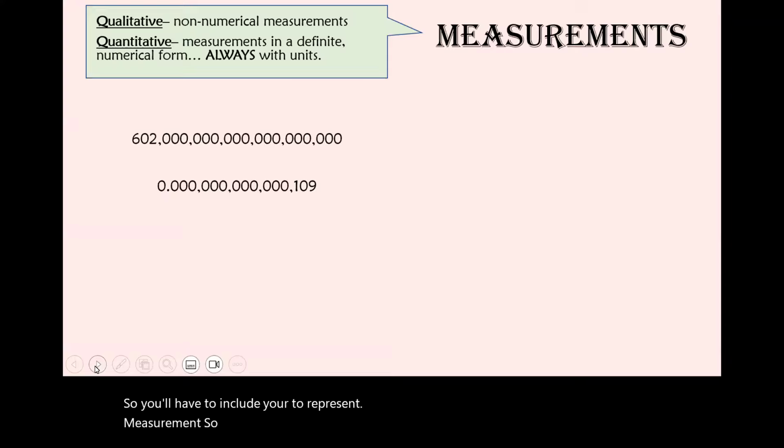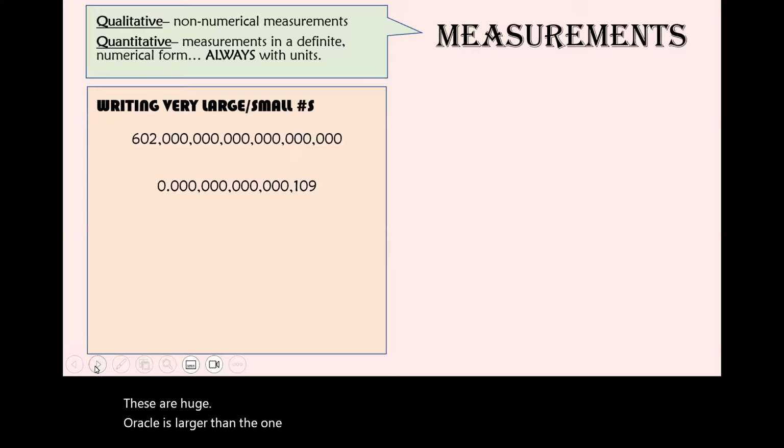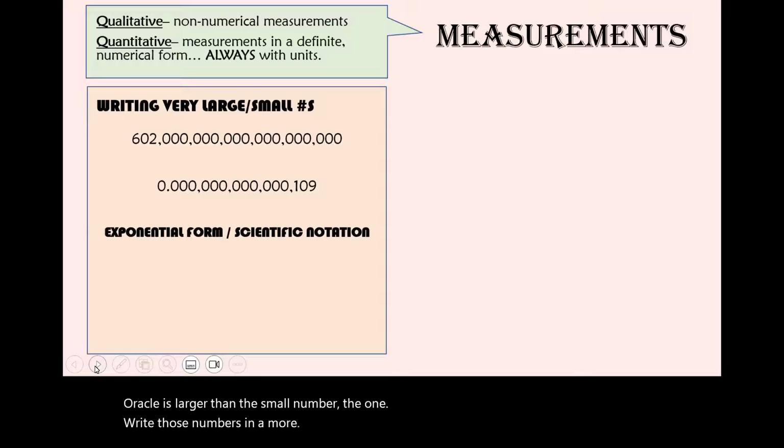The problem with quantitative measurements that we can sometimes have in science is that we might end up with these two numbers that you see on the screen right now. These are huge, very large or very small numbers. So how do we write these numbers in a more efficient way? We use something called exponential form, or scientific notation. And here is the general formula to write a scientific notation.